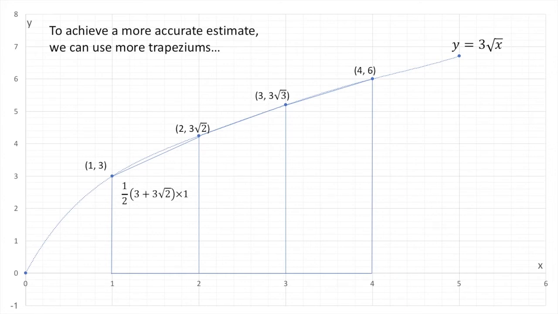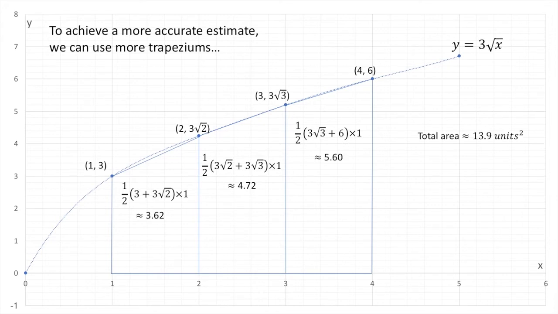The first trapezium, we substitute in the values of 3 and 3 root 2 for the parallel sides, and the distance between the parallel sides is 1. So the first trapezium has an area of approximately 3.62 square units. Repeating that process for the second and third trapeziums gives us a total area of 13.9 square units.